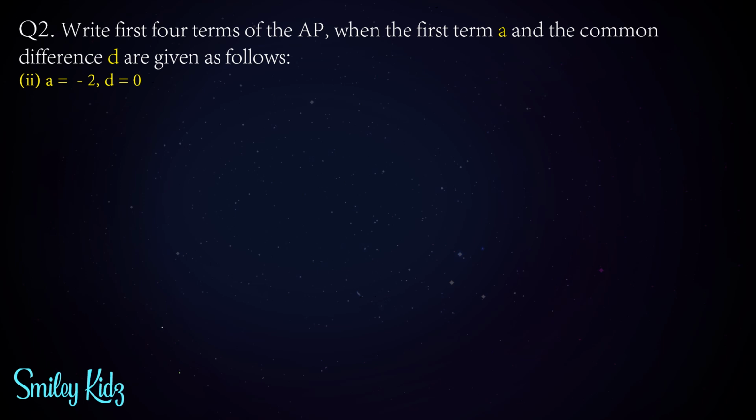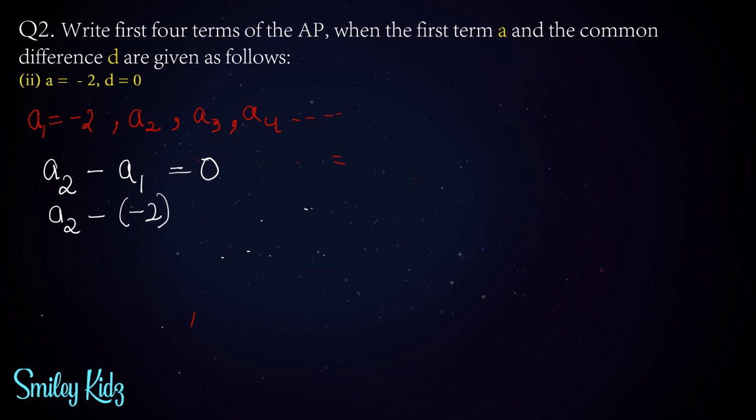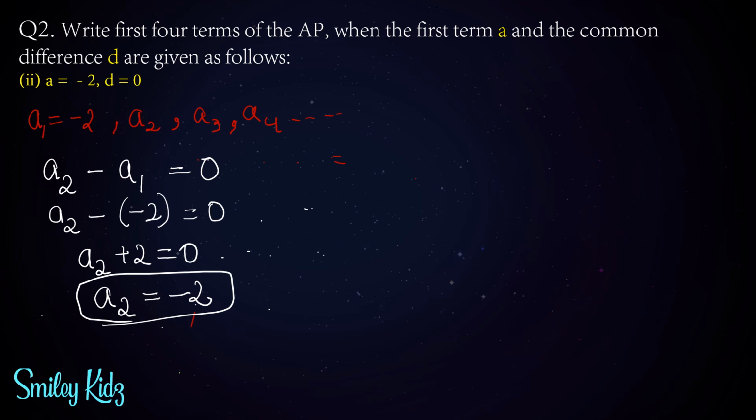Moving ahead, I have A as minus 2 and D equals 0. Now, A is equal to minus 2, A1 is equal to minus 2, and the series goes like this: A2, A3, A4, and so on. But here we are asked to write only the first 4 terms. Now, A2 minus A1 gives me 0. The value of A2 is unknown, so A2 minus of minus 2 gives me 0. A2 plus 2 is equal to 0 and A2 is equal to minus 2. The value of A2 is minus 2.